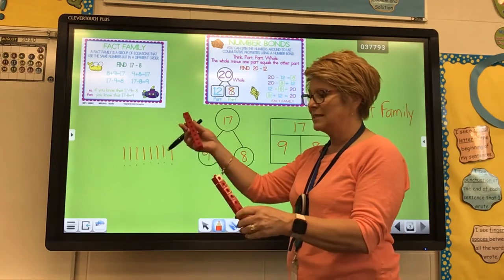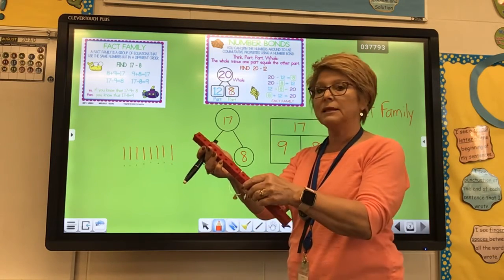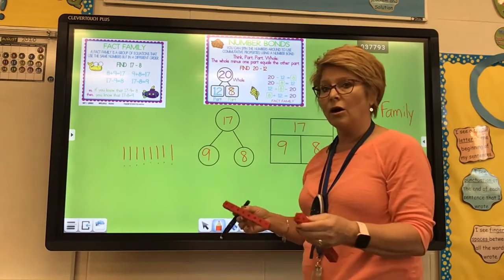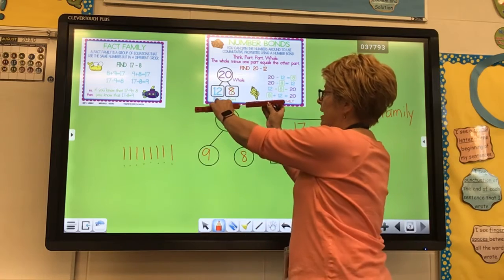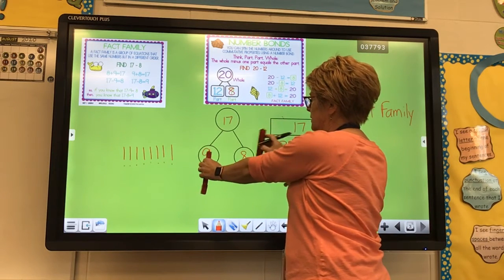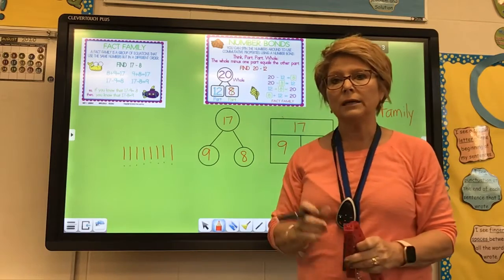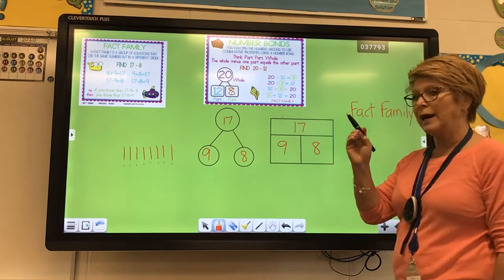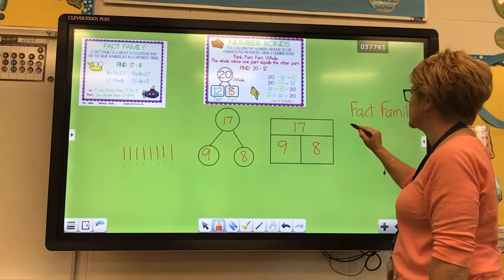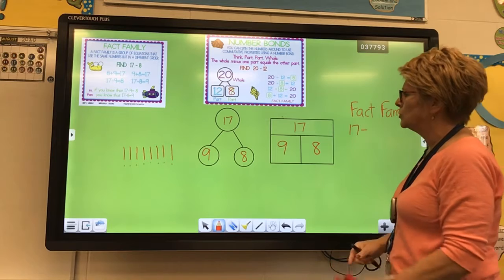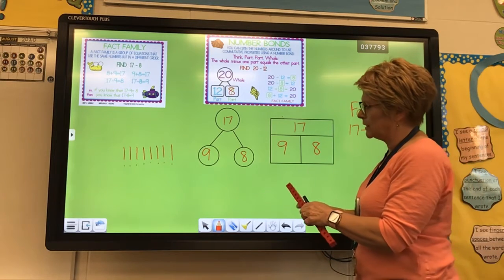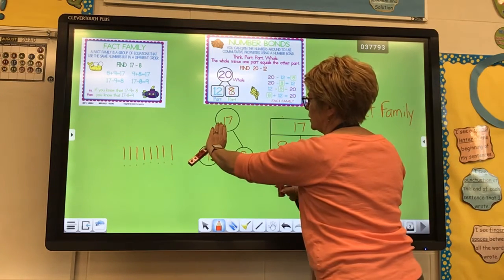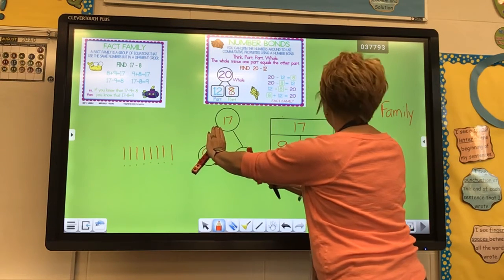So I took my 17 cubes, split them into two parts, my 9 part and my 8 part. They are all the same fact family. I have my whole, my part, and my part. So now we can start writing our fact family for that. I know that if I'm subtracting, I start with my whole number first. 17 minus, if I have 17, I'm going to take my 9 part away. And so I'm taking my 9 part away. What part's left? My 8.